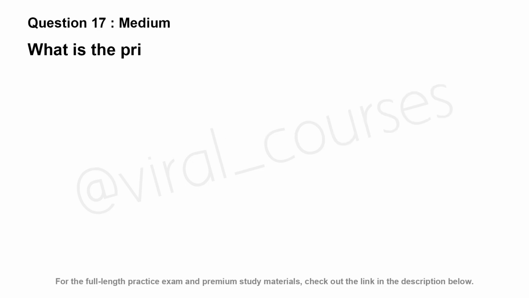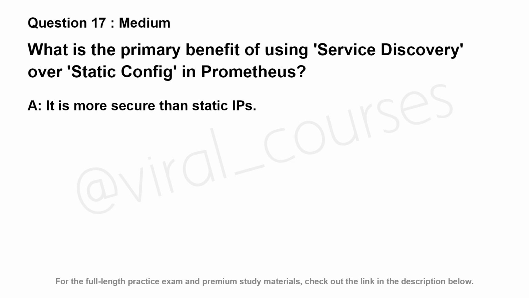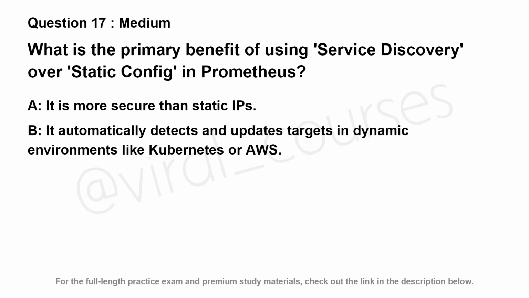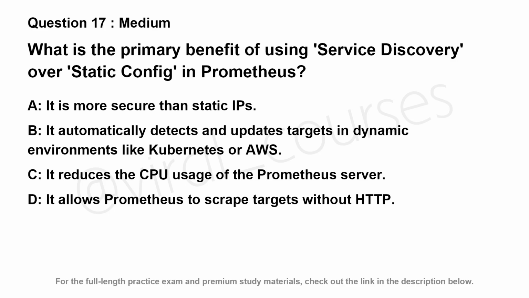What is the primary benefit of using service discovery over static config in Prometheus? Option A. It is more secure than static IPs. Option B. It automatically detects and updates targets in dynamic environments like Kubernetes or AWS. Option C. It reduces the CPU usage of the Prometheus server. Option D. It allows Prometheus to scrape targets without HTTP.